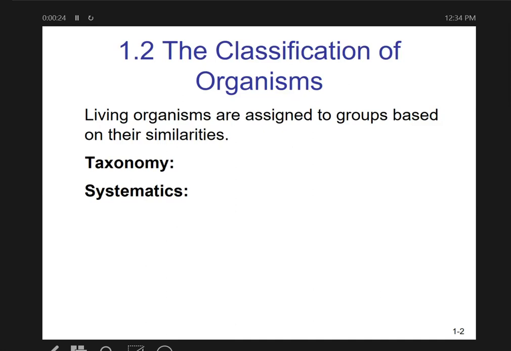First, living organisms are assigned to groups based on similarities. We all know that, yes. Two terms that we come across are taxonomy and systematics. So what is taxonomy? Taxonomy is the discipline of identifying and grouping organisms. Systematics, on the other hand, is the study of evolutionary relationships amongst organisms. Based on taxonomy and systematics, we are going to classify living things into different groups, which are called taxa. We'll talk about that in a few minutes, okay?